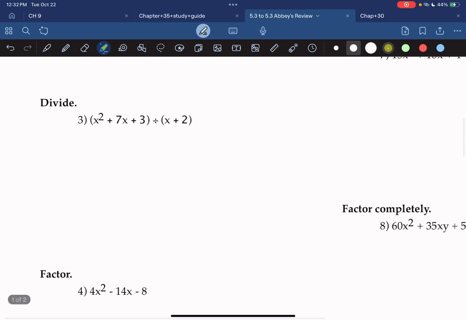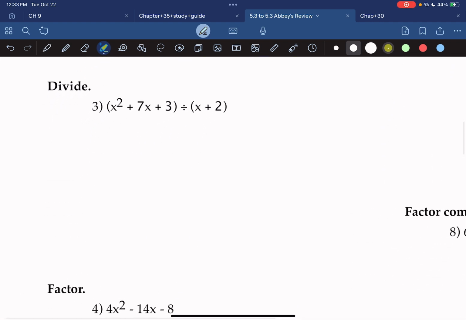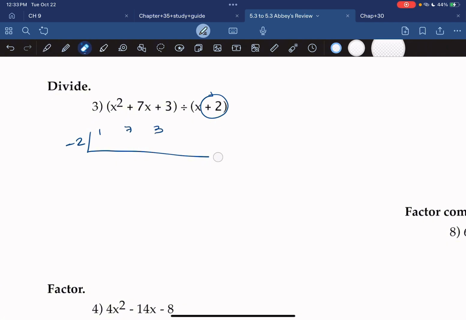For number 3, we divide once again using synthetic division. We already know how to do this, 2 factors. We take the opposite of this, which is going to be negative 2, like that. Now we put the factors 1, 7 and 3. That's a little longer than I needed. Bring down the 1. Negative 2 times 1 is negative 2. 7 minus 2 is 5. Negative 2 times 5 is negative 10. And 3 minus 10 is going to give us negative 7.